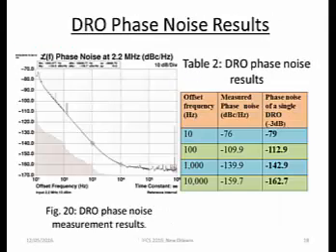This graph shows again the measured phase noise of the DRO. This shows the combined phase noise of the two oscillators. And so an individual oscillator would have at least 3 dB better performance. And so at 100 hertz, we got a measurement of about minus 113 dBc per hertz, and at 1 kilohertz, minus 143 dBc per hertz.